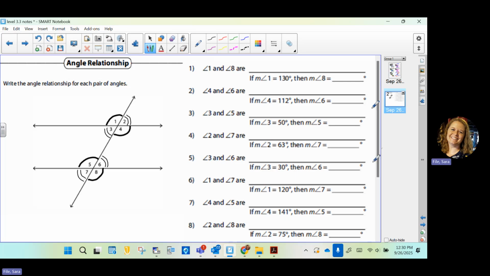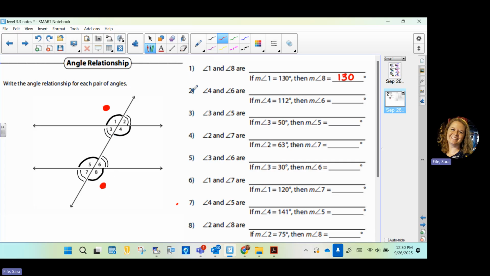Okay, so for number 1, they want us to look at 1 and 8. So I'm going to mark angle 1 and angle 8. Okay, these 2 angles. So we had those marked as congruent, didn't we? Okay, so I know if angle 1 is 130, 8 is going to be 130. But do you remember the name of the relationship? Why are those congruent to each other?